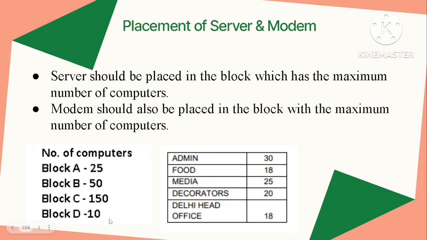So you will be given a list of blocks and the number of computers in each block. Say this is one example. First understand that the server should be placed in the block which has the maximum number of computers. Look at this example, block C has the maximum, right? So you will write the answer as: the server should be placed in block C because it has the maximum number of computers. In this question, which block? The admin block has 30 computers. So you will write the server should be placed in the admin block because it has the maximum number of computers.